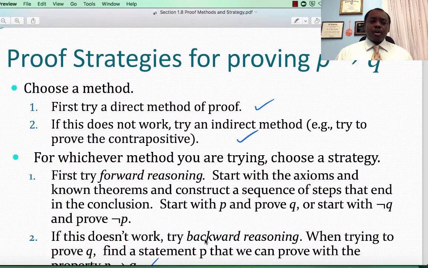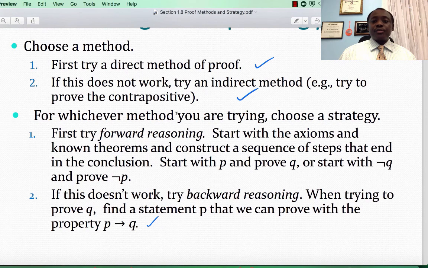Now let's talk about proof strategies. When you're proving P implies Q, what are some things you have to do? Number one, try a direct method. If it does not work, then go indirect. Possibly start with contrapositive, and if you find it a little difficult, then try contradiction. Now, for whichever method you are trying, choose a strategy. Do forward reasoning, which is what we've done with almost all the problems, or you could use backward reasoning.